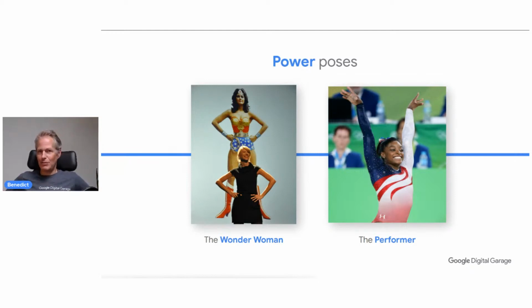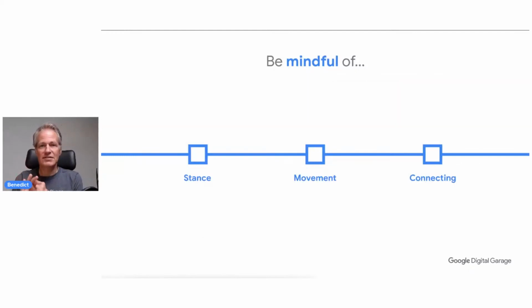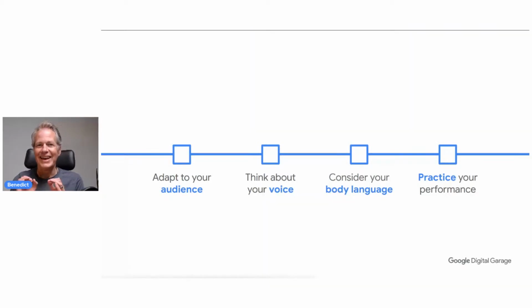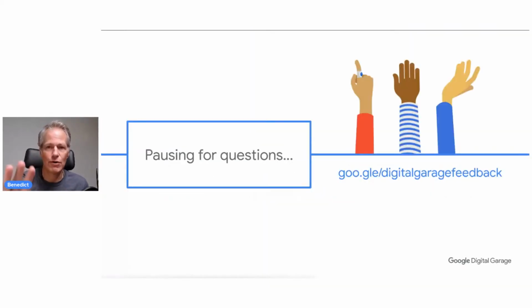There were ones with their hands up and everything, so there are all sorts of different ways of doing this. Be mindful of stance, movement, connecting, and look out for a nervous reaction. If you keep doing it, make yourself conscious of that, and then just stabilize, stand front, and just talk. Practice, practice, practice. Very important. Adapt to your audience, think about your voice, consider your body language, and practice your performance.